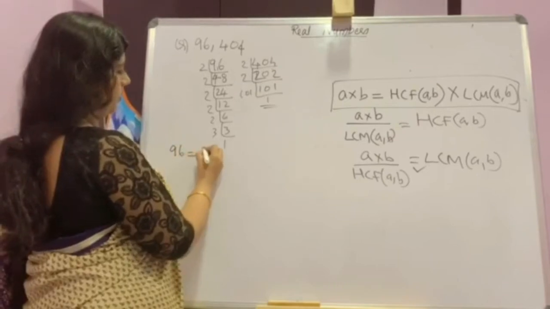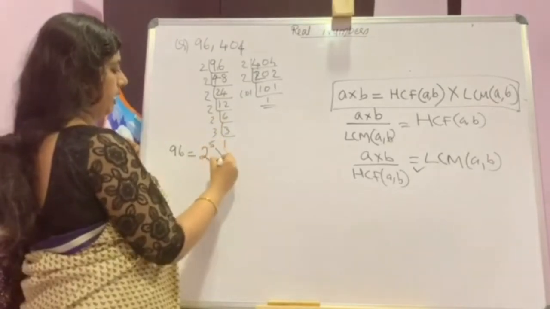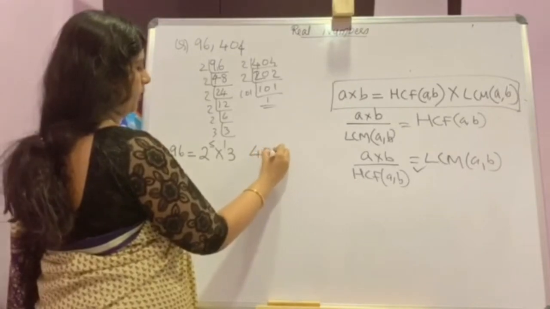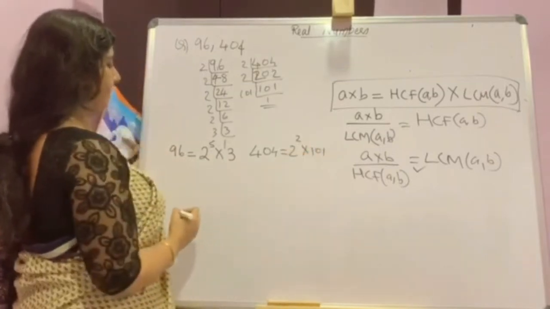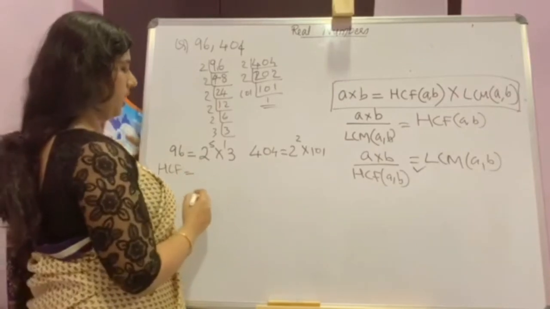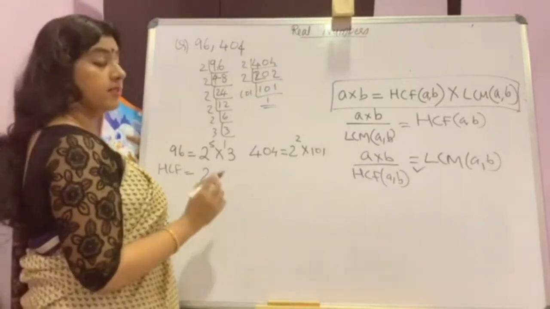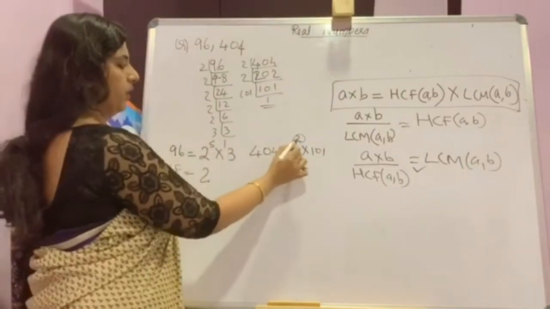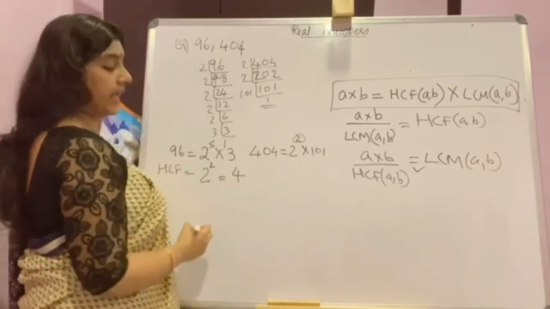So we can write 96 is equal to 2 raised to, how many 2s are there? 1, 2, 3, 4, 5. So 2 raised to 5 into 3. And 404 is equal to 2 raised to 2 into 101. Now we have to find the HCF, which is only the common factor. 2 is the common factor, with the smallest power. Here in 5 and 2, 2 is the smallest power. So 2 square, that is 4, is the HCF.